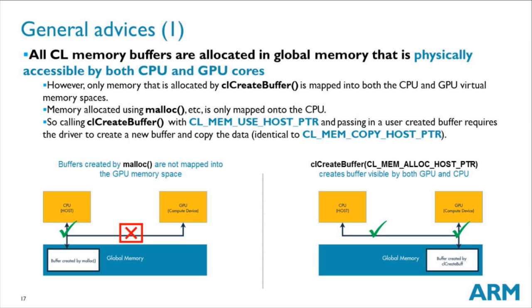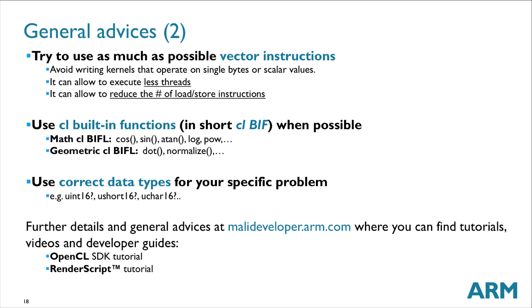For this reason, on a mobile ARM GPU, we have physically the same memory for the CPU and the GPU. It means that we don't need to move data because we have physically the same memory. But in order to make the memory visible by both the CPU and GPU, we need to allocate the memory with clCreateBuffer and not with malloc.